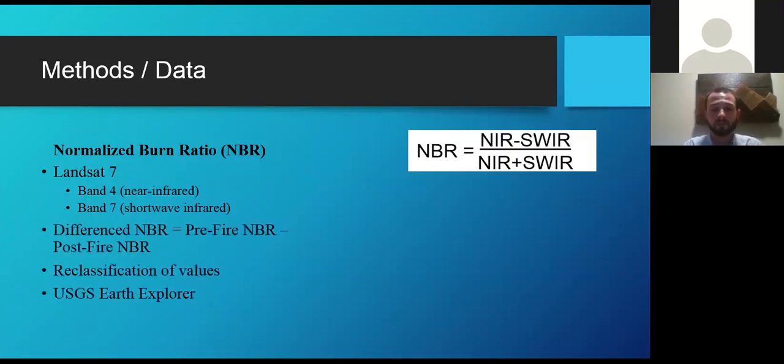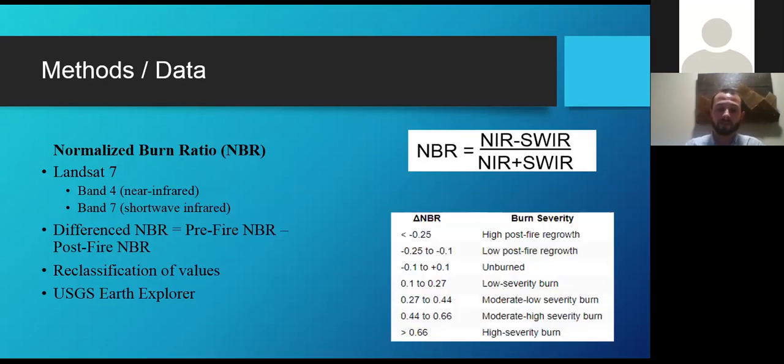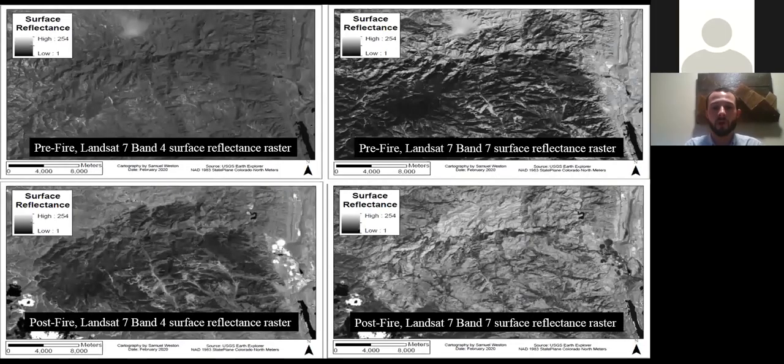You subtract those two NBRs in order to get the difference, and then you reclassify them into the values to the lower right-hand side. And you can see if the area was highly severely burned with low possibility of vegetation regrowth in the future, or if it has a chance of regrowing because it was unburned or just less severely burned. These are the raw reflectance bands, just showing the different images that were added and subtracted and then divided. They take different reflectance depending on the types of materials that are on Earth's surface.